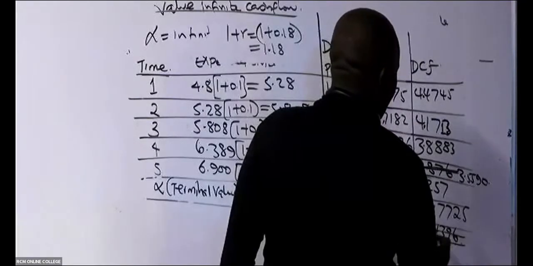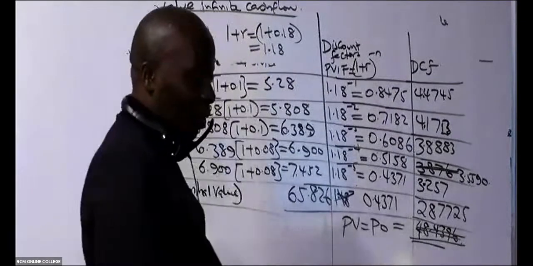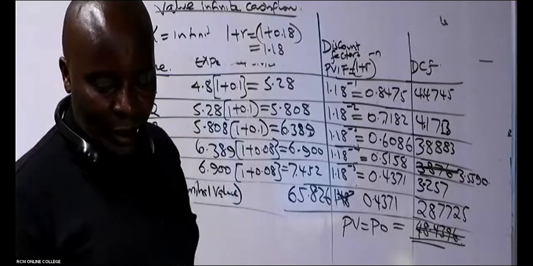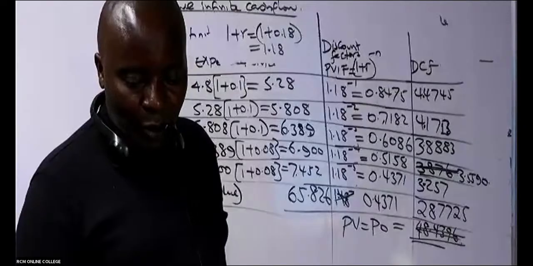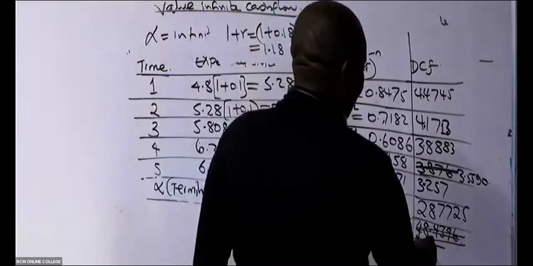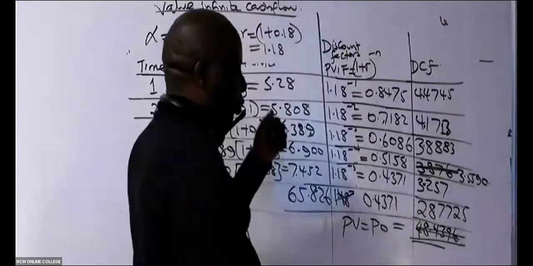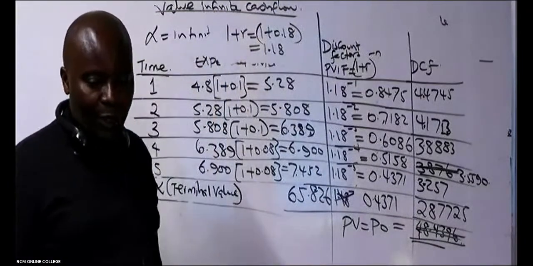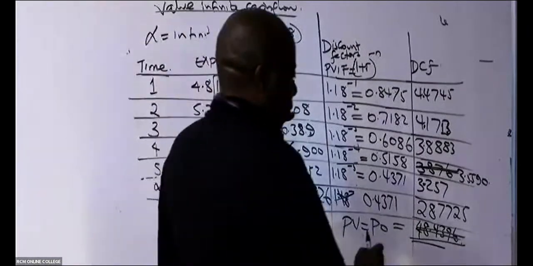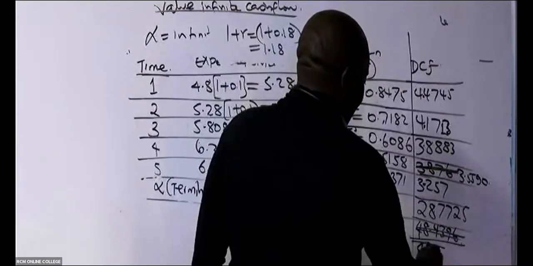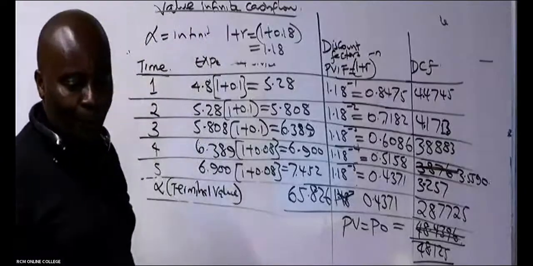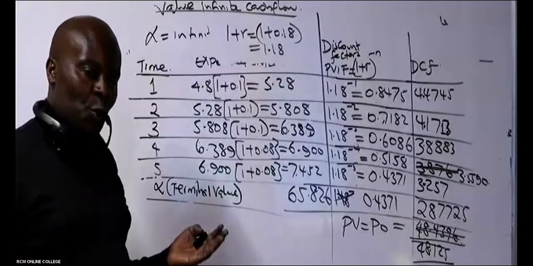Then can you kindly give me this figure here? PO will be equal to who at the end of the day? 42.1229. Can it be 42 from 48? I doubt. 48.125, eh? It can't be 42. Just add properly. 48.125, like that.